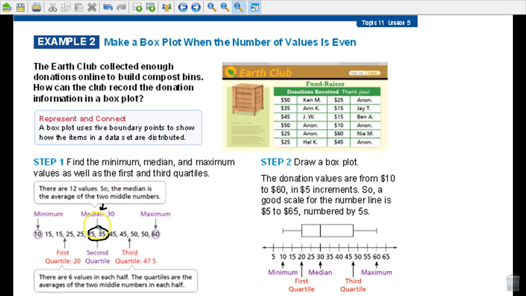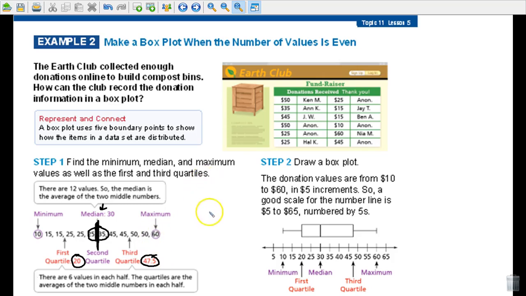And then to find the upper and lower quartile, we put a little line in between them, and then it's in between these two. So 15 plus 25 is 40, divided by 2 would be 20. And then 45 plus 50, that is 95. You divide it by 2, and you get 47.5 as your upper quartile or third quartile, whatever.